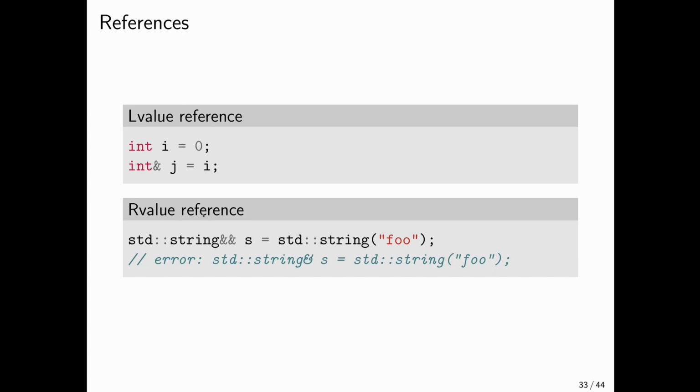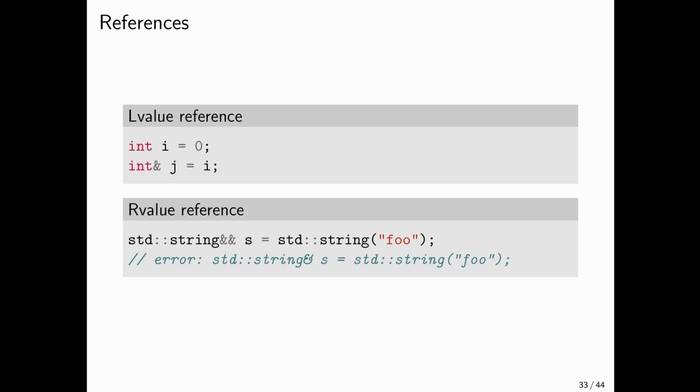R-value reference is nothing else than a reference to a PR or X value. Right? In this case, we create a string. That's an object which is about to be expired, a temporary object. We cannot put it into an L value. This should be an ampersand. We cannot put it in an L value reference. We have to put it in an R value reference.